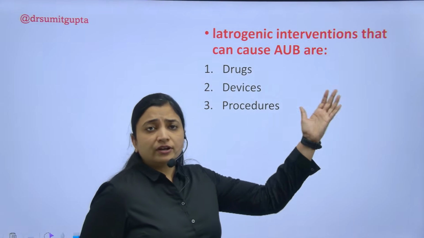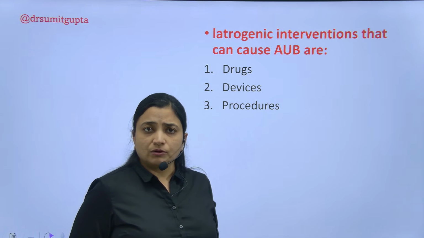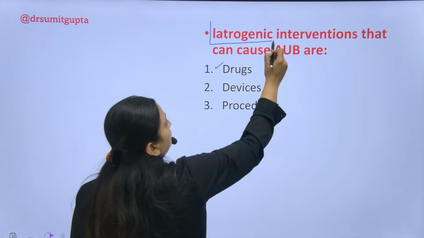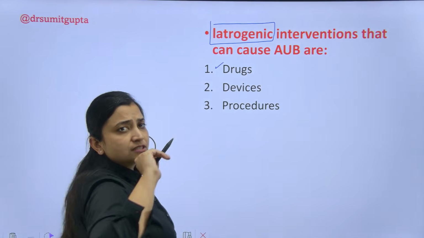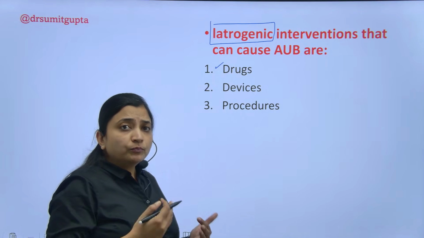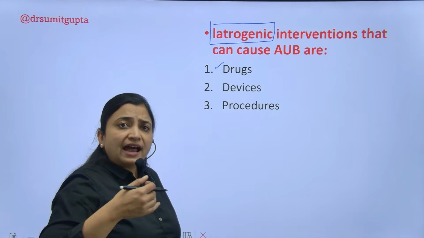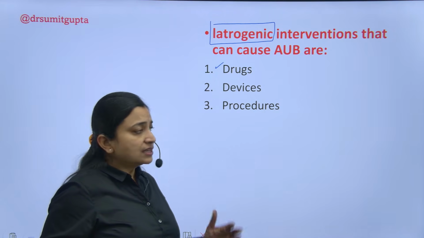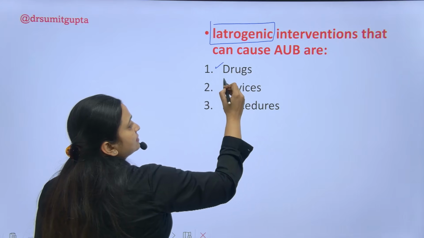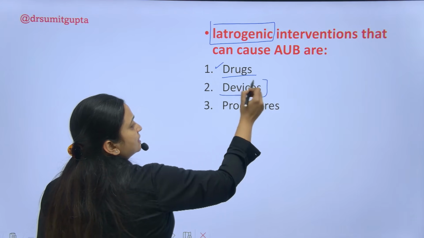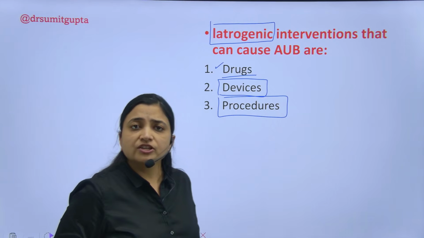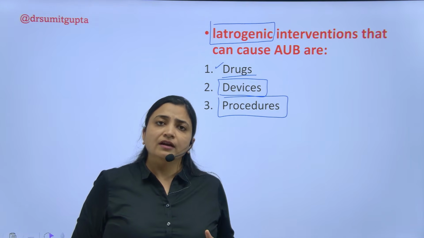Now, what are the iatrogenic interventions that I am talking about? It could be in the form of drugs. First of all, do we know what is the meaning of iatrogenic? Iatrogenic means doctor created. Something which a doctor did to improve the quality of life, but it had some ADR or adverse reactions and led to some other problem. So iatrogenic interventions means either some medicines or some devices put inside or some procedures done on the uterus for the benefit of the patient, but at the end she has developed AUB.